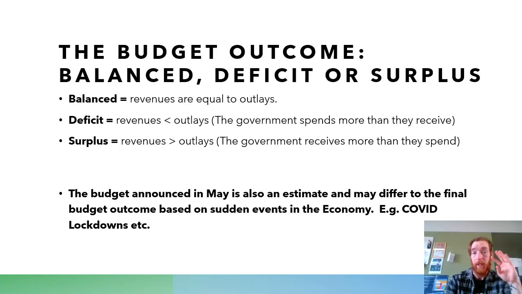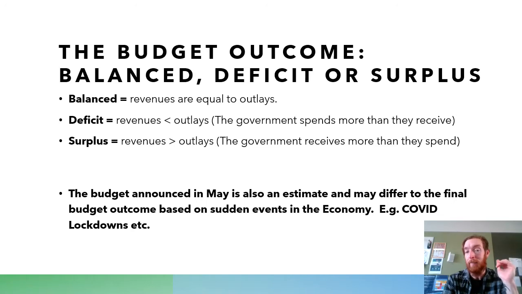The budget outcome. There are three main budget outcomes. A balanced budget, which is when revenues are equal to outlays. A deficit, where revenues are less than outlays, so the government spends more money than they receive. And a surplus, where revenues are greater than outlays, which means the government receives more than they spend. We'll get into what they can do with each of those later on.